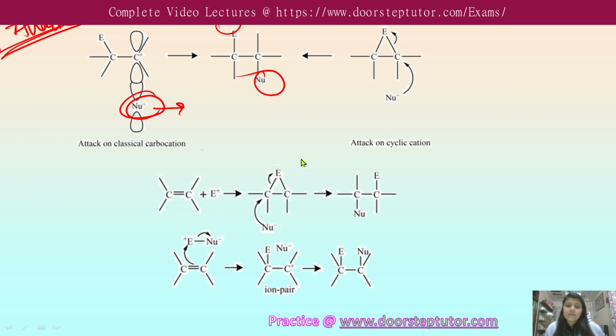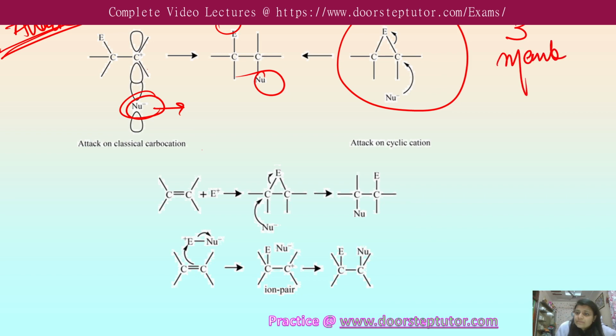Now, the attack of nucleophiles on a classical carbocation. If we have a classical carbocation and a nucleophile is attacking, it will attack in this way, because this is a three-membered ring. I told you that we are going to discuss this case. This three-membered ring is attacked in this way by a nucleophile. When the nucleophile attacks this three-membered ring, there is a breaking of this particular bond, which leads to the formation of such a structure.